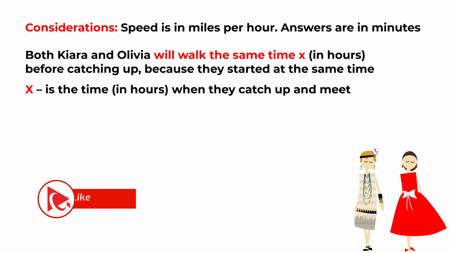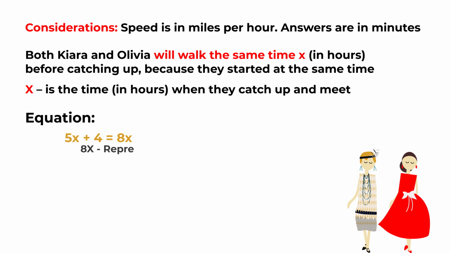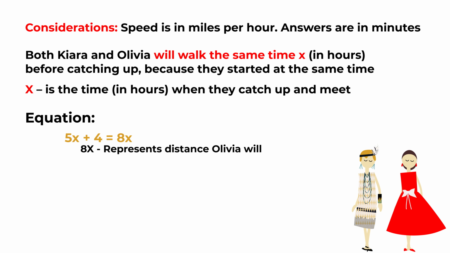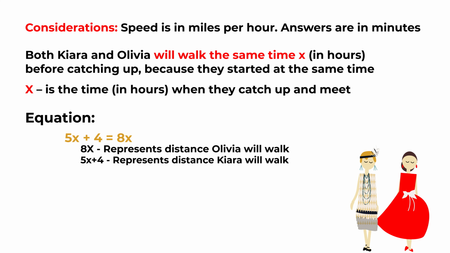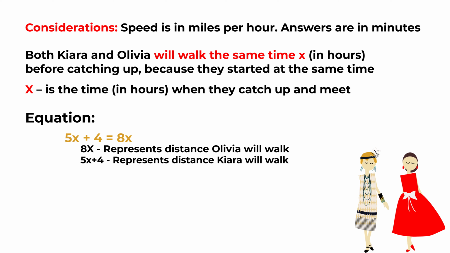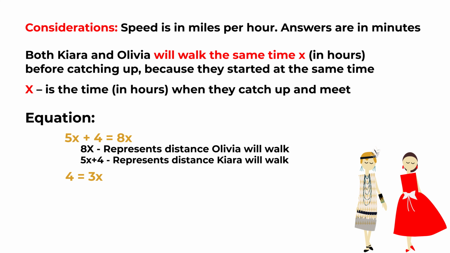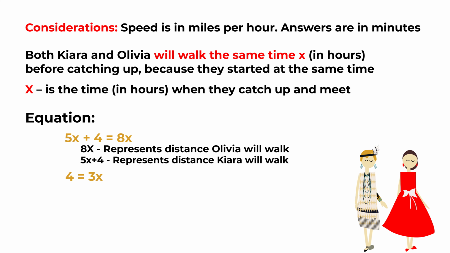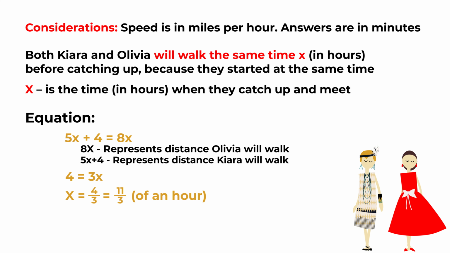To solve this challenge, we need to build an equation. 5x plus 4 equals 8x. 8x represents how much Olivia will walk, and 5x plus 4 is representing how much Kiara can walk. And the starting point for this will be where Olivia starts, since Olivia starts 4 miles behind. So if we simplify this equation, 4 will be equal to 3x, and x will be equal to 4/3, or 1 1/3 of an hour. And now is the time to do the conversion.